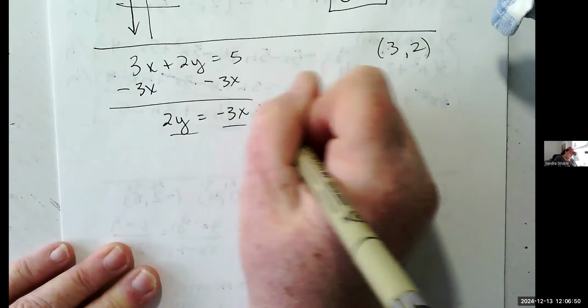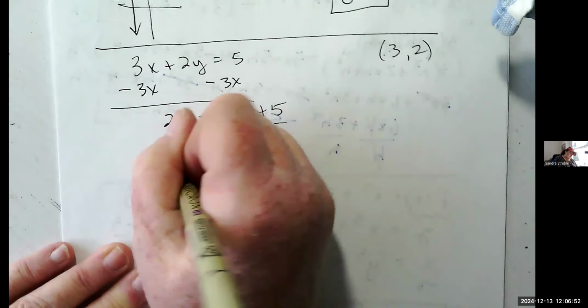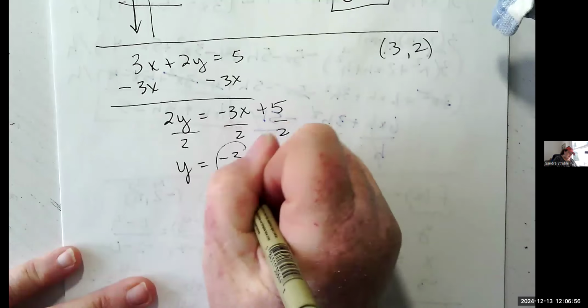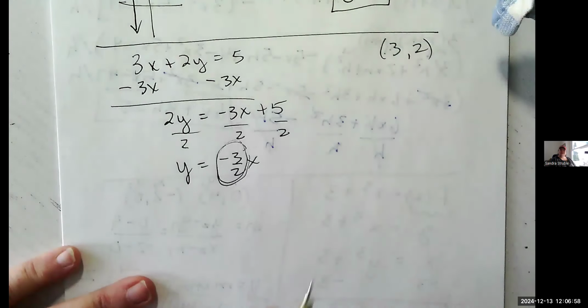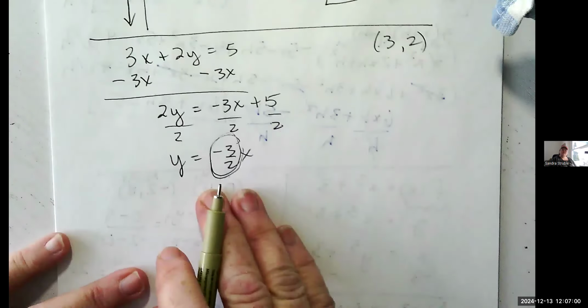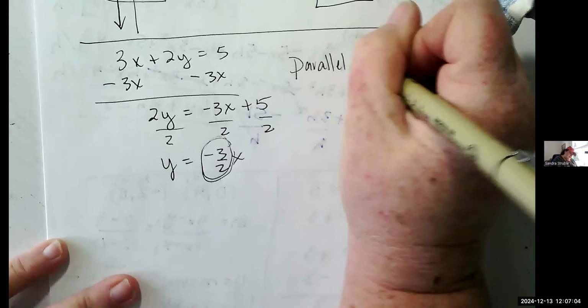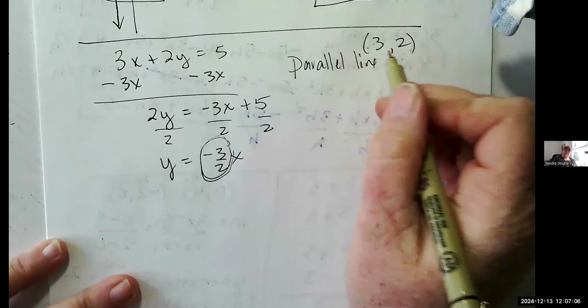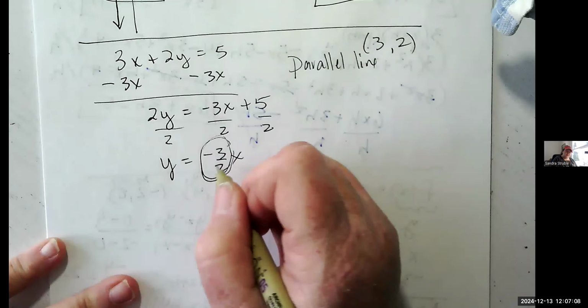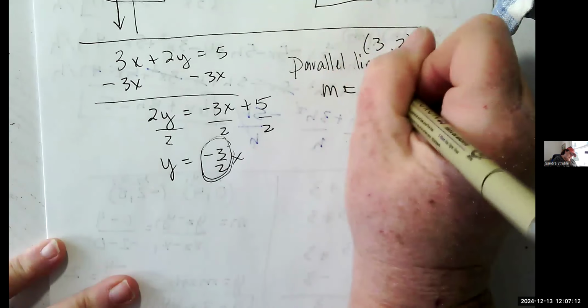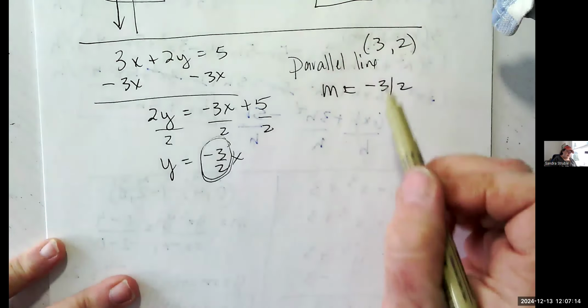And divide both sides by 2. Y equals -3 halves x. That's all I need. I need to know that the slope is -3 halves. For a parallel line, we're going to go through this point and we're going to use the same slope, -3 halves. We've got a point, we've got a slope.